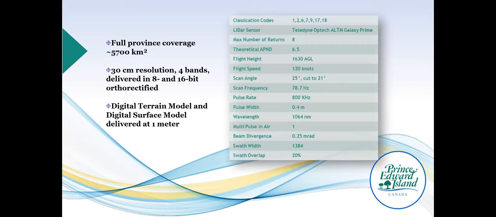Let me break down our imagery and LiDAR stats quickly. The area of interest was the full province of PEI, 5,700 square kilometers. We upped our photo resolution to 30 centimeters this time around, down from 40 centimeters in 2010. LiDAR density, we also increased since our last rendition in 2008. We upped that to 6 points per square meter and up to 8 vertical returns. Some more detailed stats can be seen there. I won't dive into all of those.